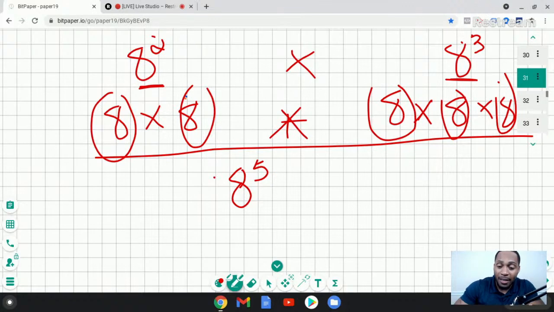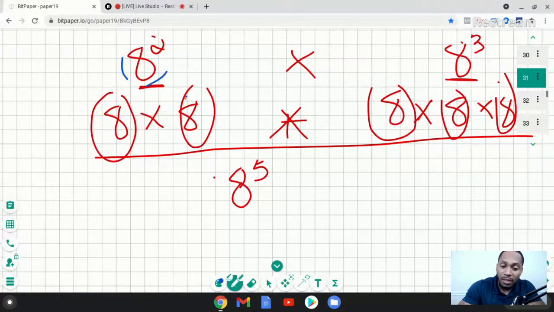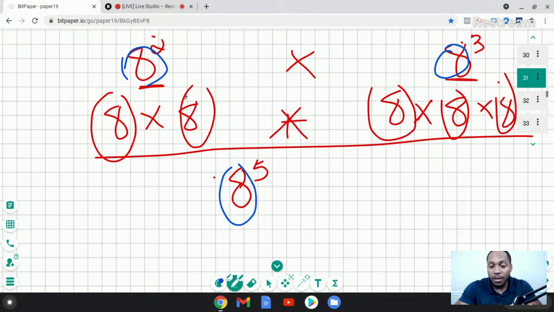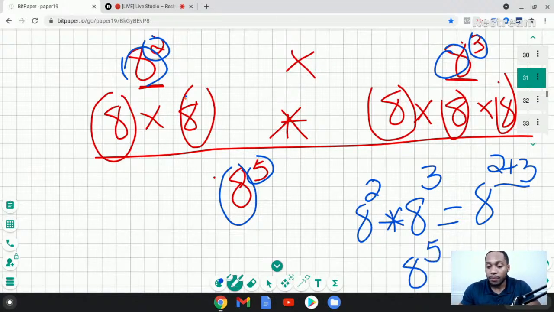Now, all I did here, I'm going to change color here for no reason at all, 8 to the 2nd times 8 to the 3rd is 8 to the 5th. So what they did is they took that 2 and added it to this 3, which is 5. So 8 to the 2nd, multiplied by, and I'm just going to rewrite that, 8 to the 3rd is 8 to the 2 plus 3. And what is 2 plus 3? It's 8 to the 5th.